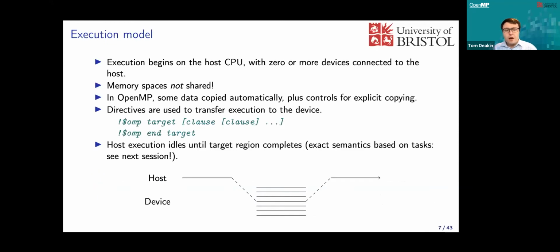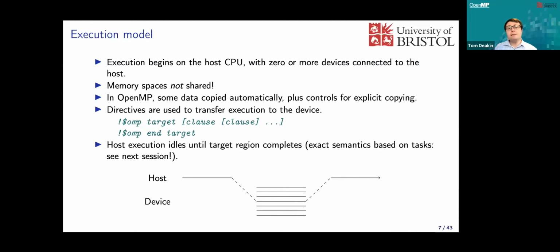So, the target execution model for OpenMP. Well, execution begins on the host, and there are 0 or more devices connected to the host, and the memory spaces are not shared between the host and the device. Now, with OpenMP, it's typically called a shared memory programming model, and that's true for the threads on the host CPU. But the memory isn't necessarily always accessible from both the device and the host.